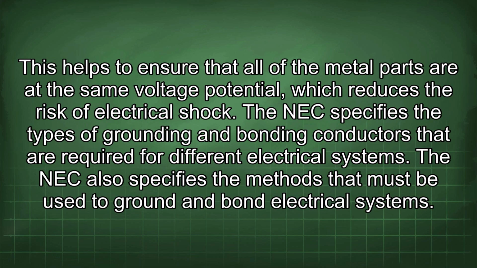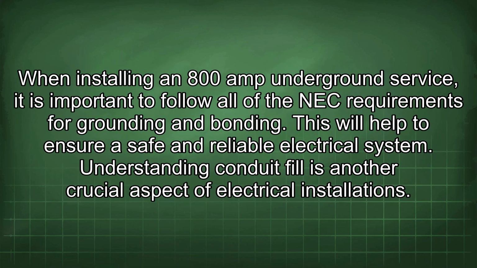This helps to ensure that all of the metal parts are at the same voltage potential, which reduces the risk of electrical shock. The NEC specifies the types of grounding and bonding conductors that are required for different electrical systems. The NEC also specifies the methods that must be used to ground and bond electrical systems. When installing an 800 amp underground service, it is important to follow all of the NEC requirements for grounding and bonding. This will help to ensure a safe and reliable electrical system.